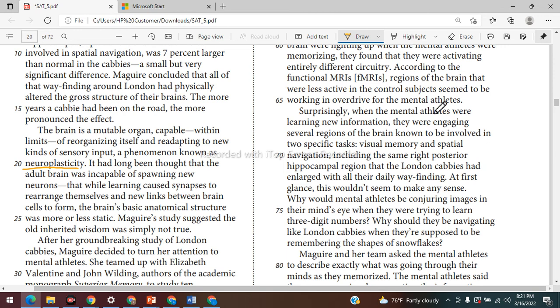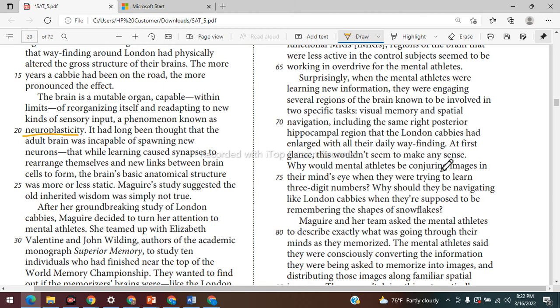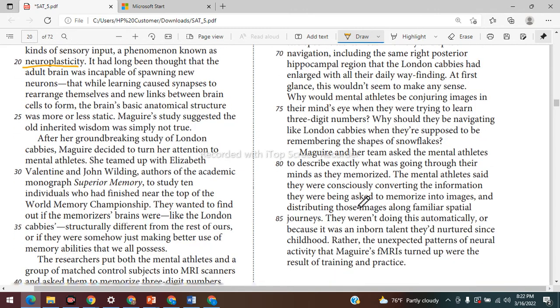Surprisingly, when the mental athletes were learning new information, they were engaging several regions of the brain known to be involved in two specific tasks: visual memory and spatial navigation, including the same right posterior hippocampal region the London cabbies had enlarged with all their daily wayfinding. At first glance, this wouldn't seem to make any sense. Why would mental athletes be conjuring images in their mind's eyes when they were trying to learn 3-digit numbers? Why should they be navigating like London cabbies when they are supposed to be remembering the shapes of snowflakes?